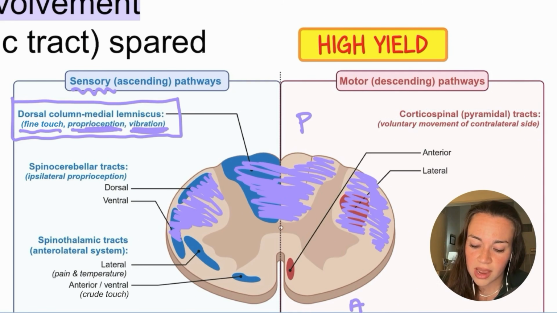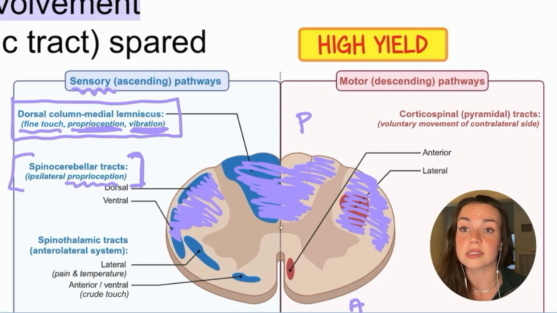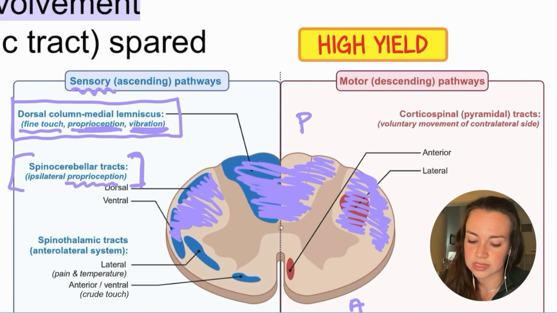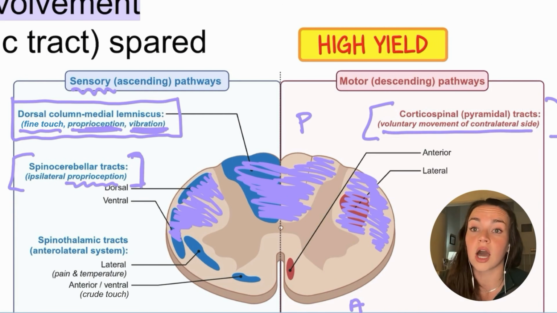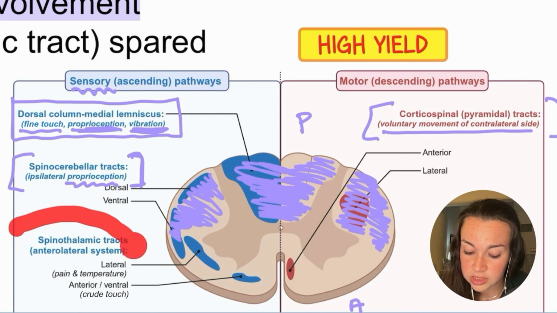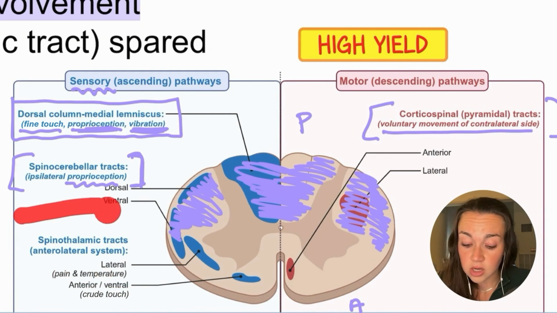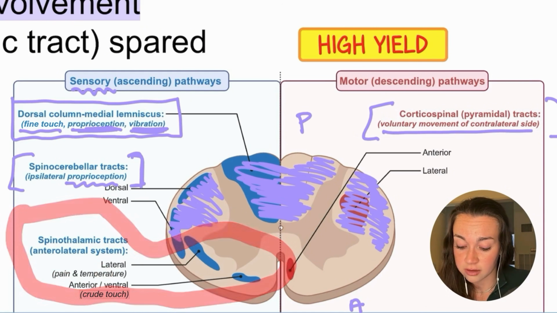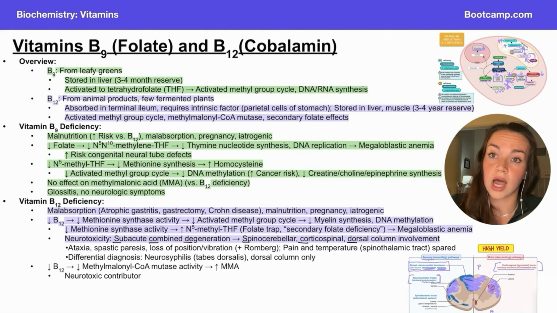However, the other sensory pathways that might be involved include these spinocerebellar tracts, which also have some proprioceptive effects as they pertain to balance. They control the ipsilateral side, so the same side. And then you may also see effects in the corticospinal tracts, which control voluntary movement of the contralateral side. You'll notice here that the spinothalamic tracts, which control pain, temperature, and crude touch, are spared. These are not affected by a B12 deficiency. So our three tracts that were affected were the spinocerebellar, the corticospinal, and the dorsal column, the most important being the dorsal column.